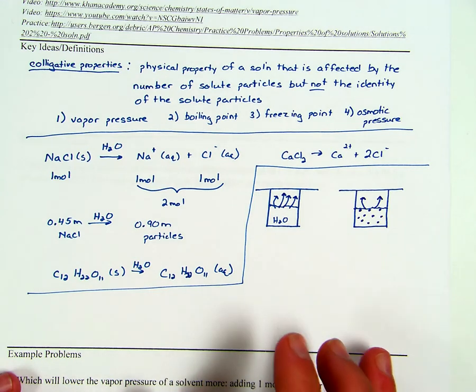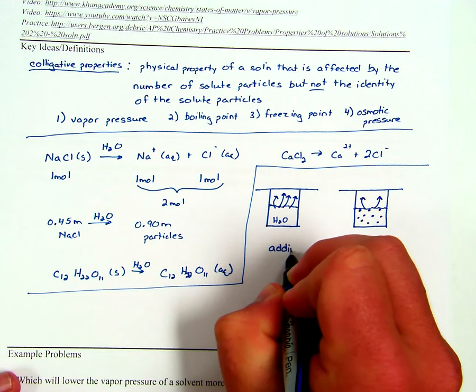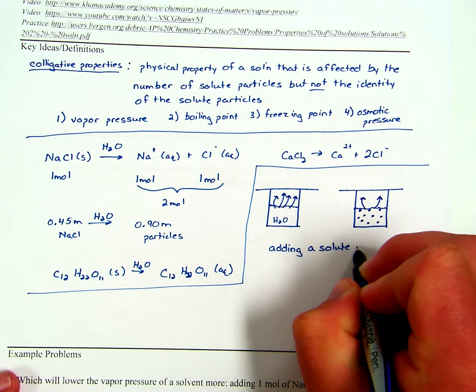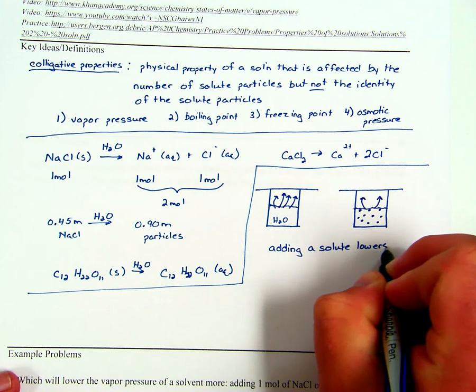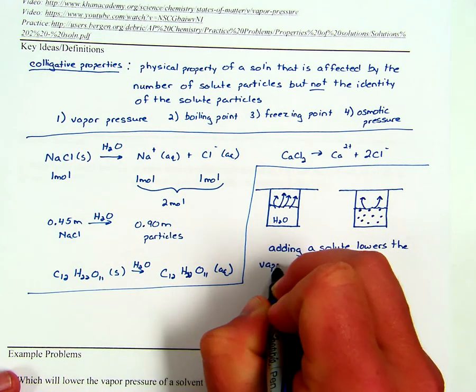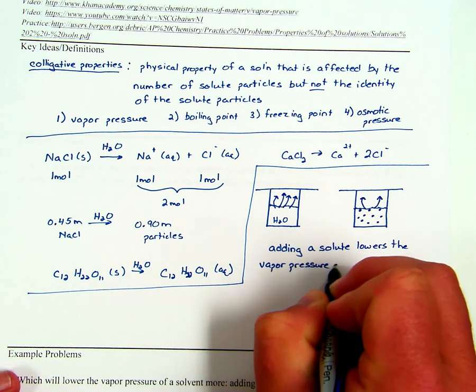I'll just jot that down here. Adding a solute lowers the vapor pressure of a solvent.